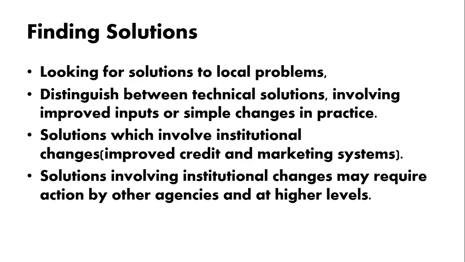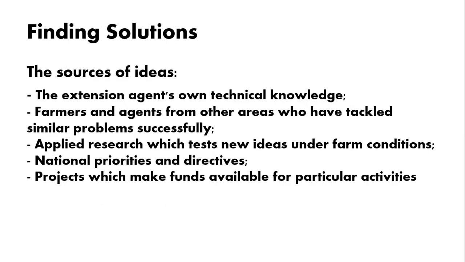Looking for solutions to local problems, you should distinguish between technical solutions and those involving inputs or a simple change in practice. Some solutions may involve institutional change, improving a credit or marketing system, or some other social change in the system. So the next step is finding solutions. Now you write the problems, then you have to find the solutions.